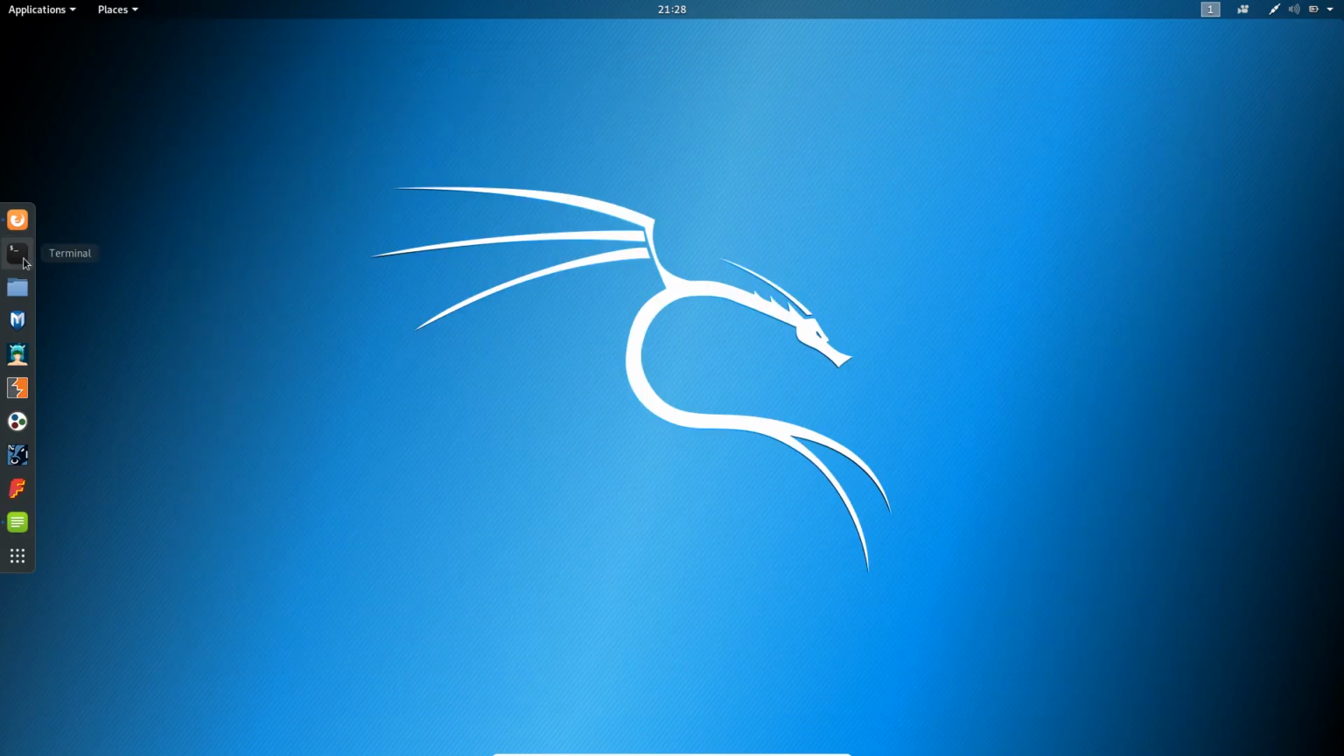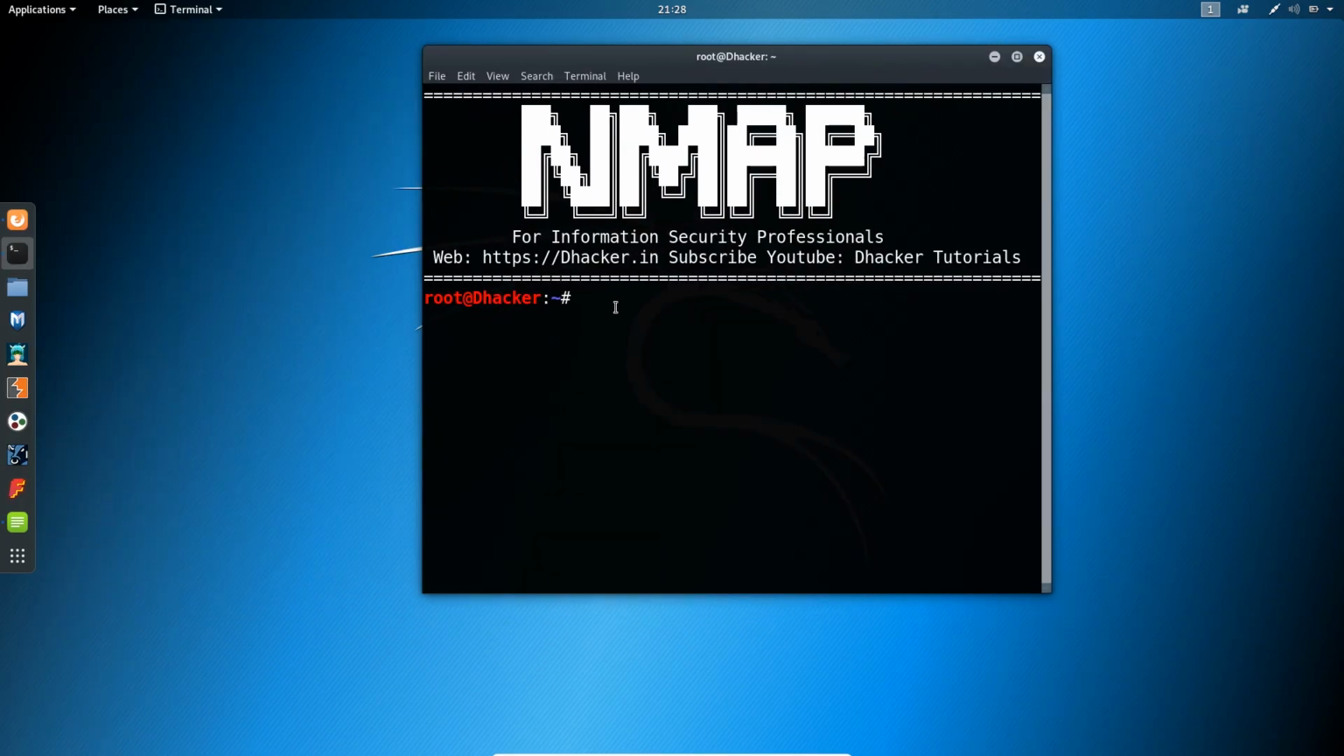So I will be opening the terminal, and the command goes like nmap space minus sign small s capital L and the target IP. Now we will not be using this specific IP, but we will be looking for the entire range of IP. So I will be giving here the range of IP that is from 1 to 255. Okay, let us hit enter.